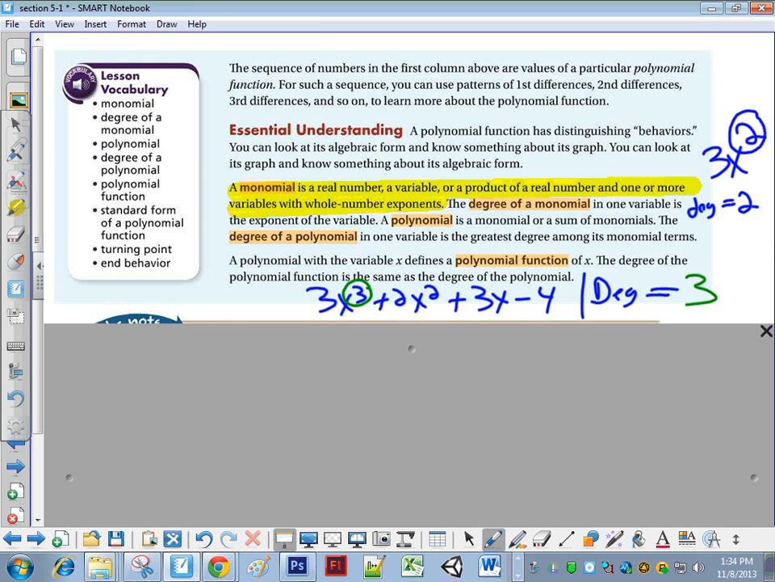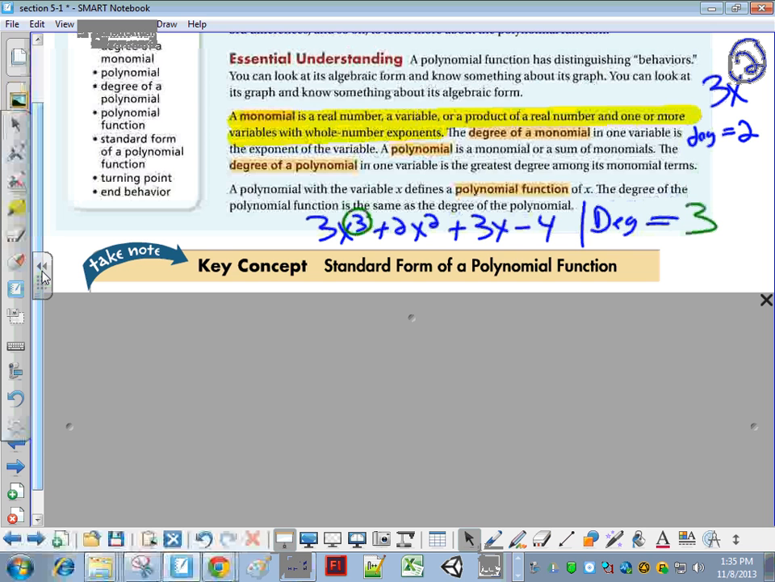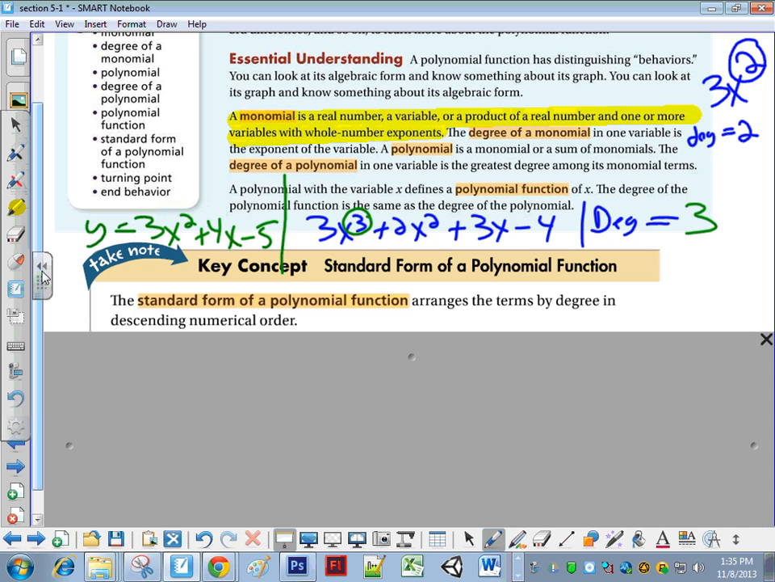All right? Now, I went ahead and wrote this in standard form. Just like with a quadratic, the standard form of a quadratic function looks something like y equals 3x squared plus 4x minus 5. That's considered standard form. There are no parentheses and things are in descending order. The same thing applies to a polynomial function. Officially, it arranges the terms by degree in descending numerical order.